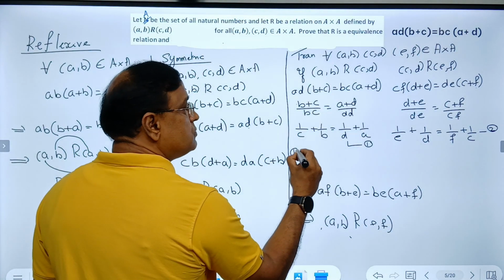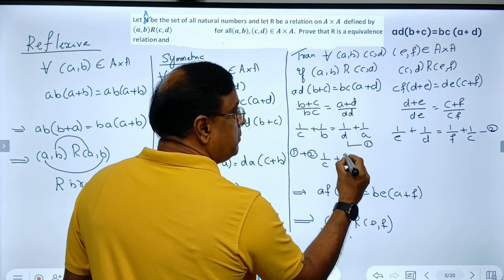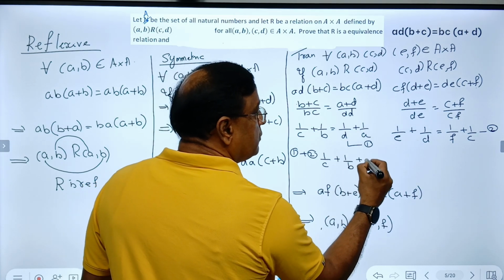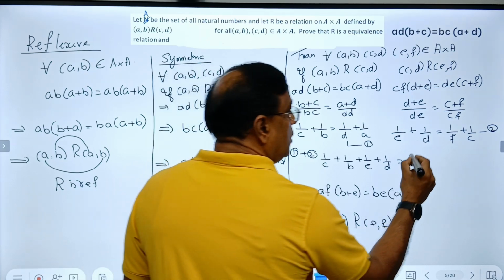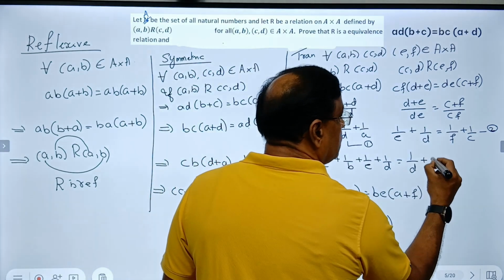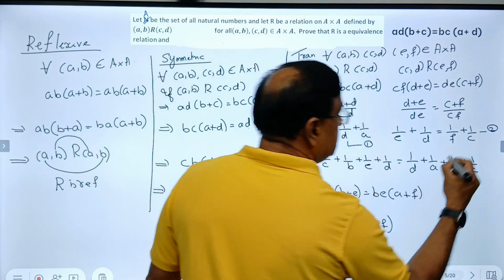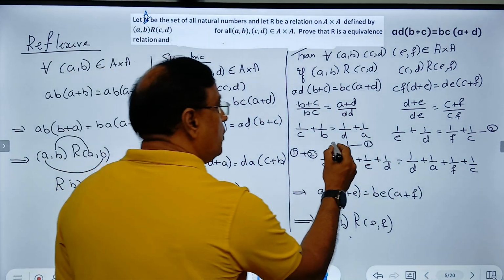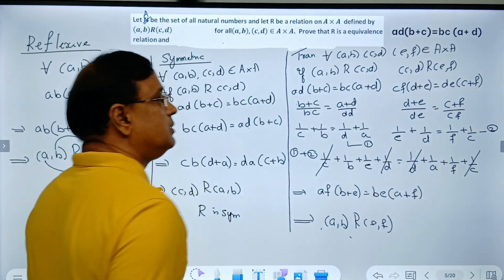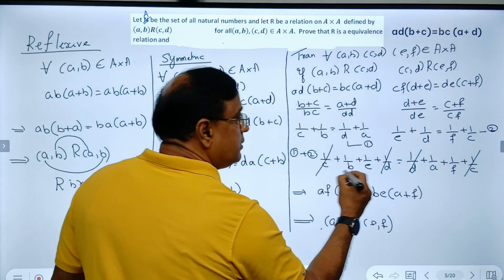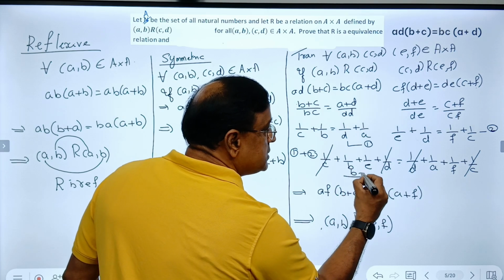Now what do you do? You do 1 plus 2. When you do 1 plus 2, you get 1 by C plus 1 by B plus 1 by E plus 1 by D equal to 1 by D plus 1 by A plus 1 by F plus 1 by C. Clearly, 1 by C and 1 by C cancel, 1 by D cancels. Now what is the LCM here? Here the LCM is BE. What do I get? I get B plus E.